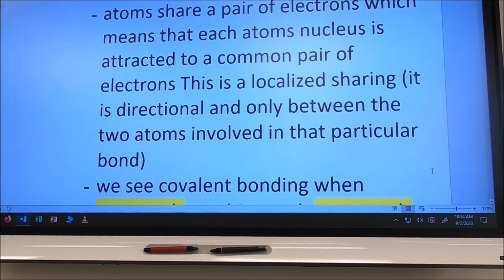Covalent bonding is referred to as electron pair sharing. Atoms share a pair of electrons, which means that each atom's nucleus is attracted to a common pair of electrons. This is localized sharing. It is directional, and only between the two atoms involved in that particular bond. So in covalent bonding, we see the formation of molecules, because each atom-atom interaction connects two atoms to each other.